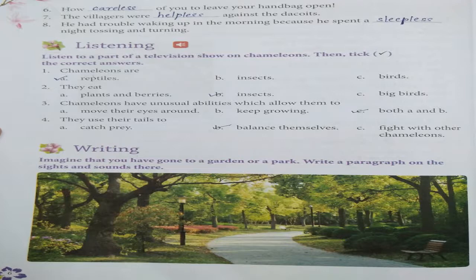Imagine that you have gone to a garden or a park. Write a paragraph on the sights and sounds there. So here is the picture based on which you have to put your imagination in the form of sentences. You have to imagine you are in a park or a garden. What different things do you see over there? The greenery, the beautiful garden, the flowers, and the sounds you hear, like the birds chirping, and how you enjoyed it there. All that has to be written in your paragraph, children.